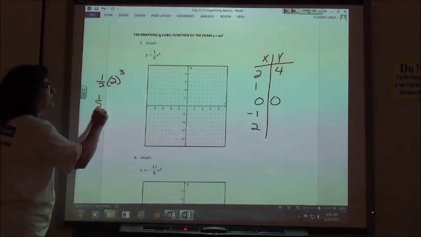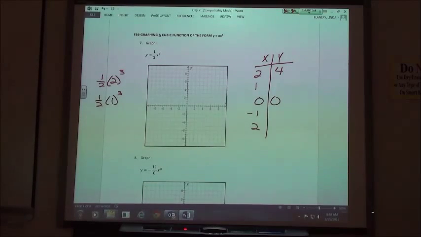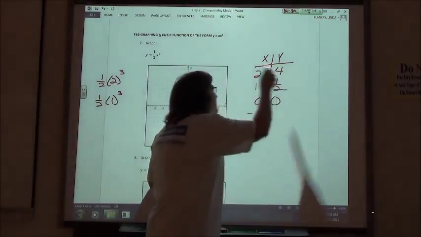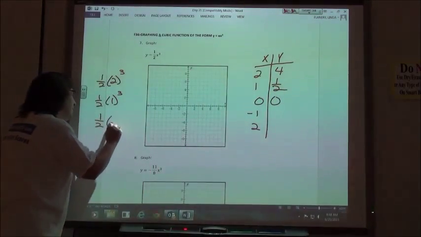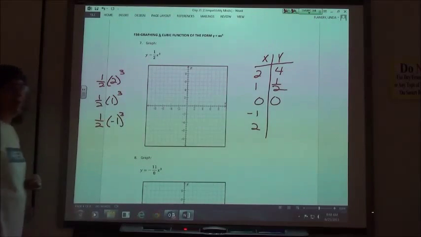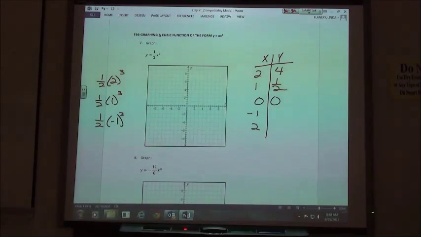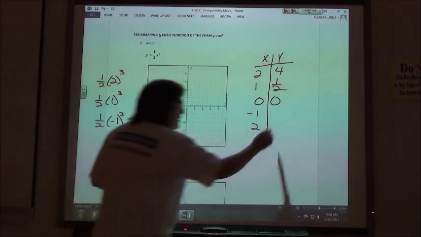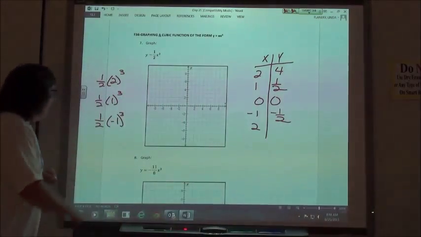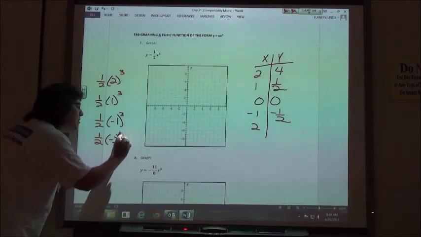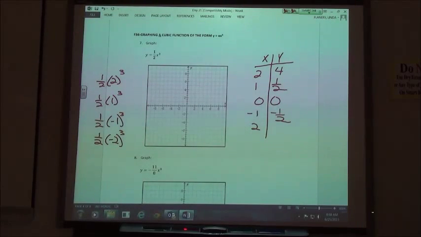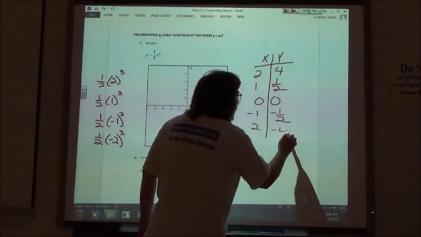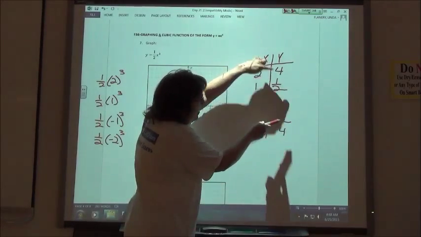If I do 1/2 times 1 to the 3rd power, it's still going to be the 1/2. 1 to the 3rd is 1, and 1 times 1/2, still 1/2. Now, when I do 1/2 times negative 1 to the 3rd power, I'm going to get negative 1/2. Because I have an odd exponent, that's going to stay negative, so a negative times a positive, that one's going to be negative. And when I do 1/2 times negative 2 to the 3rd power, I'm going to get negative 4. So in your table here, you'll notice that these have the opposite signs.